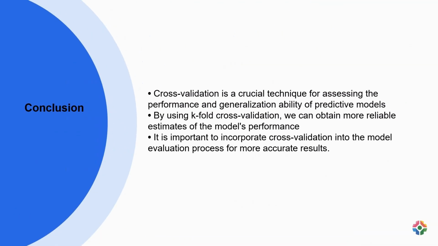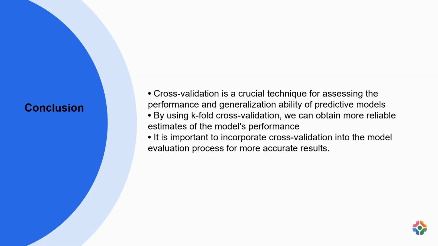Cross-validation is essential for evaluating the performance and generalizability of predictive models. It involves dividing the data into k subsets and iteratively using each subset as a validation set, while the remaining subsets are used for training. By repeating this process for each subset and averaging the results, we obtain more reliable performance estimates compared to a single train test split. Using k-fold cross-validation helps in obtaining a more robust estimation of the model's performance and ensures that the model is not overfitting to a specific train test split.